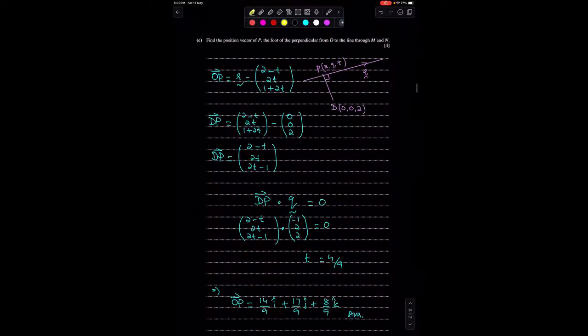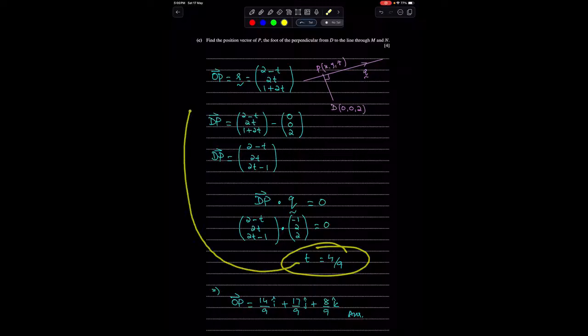Here is the fair solution. So first replace R by OP. This is OP. Then find DP. DP is OP minus OD. This is DP. Then take its dot product with the direction vector of the line to get the value of t. Then substitute t back into OP because we need OP. What if the question was find shortest distance? Then substitute t into DP and get its magnitude.